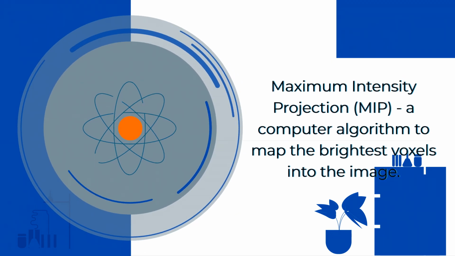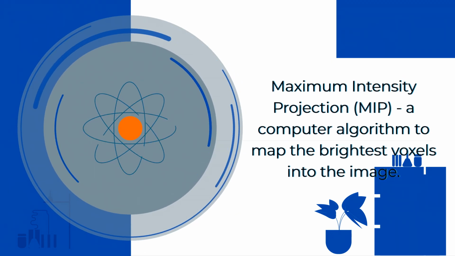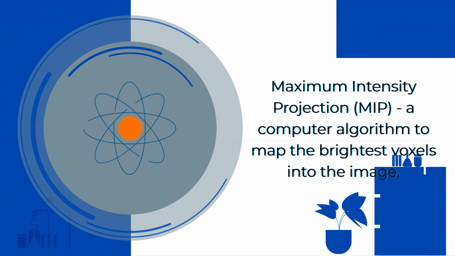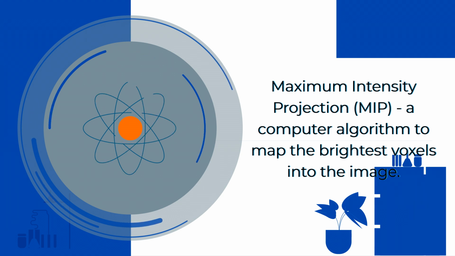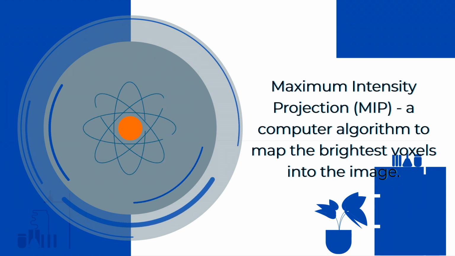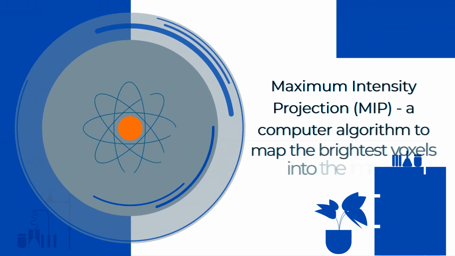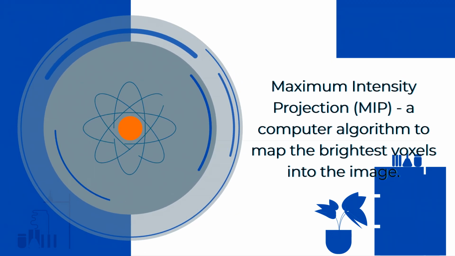Maximum intensity projection. Maximum intensity projection takes the brightest parts of a 3D scan, like contrast-filled blood vessels or dense bones, and projects them into a 2D image for better visibility. MIP is usually considered part of the main imaging service.